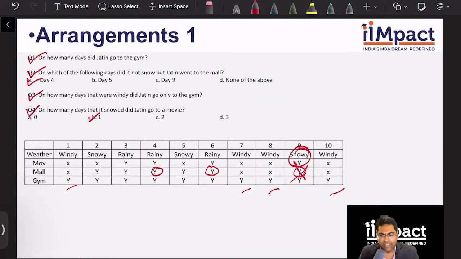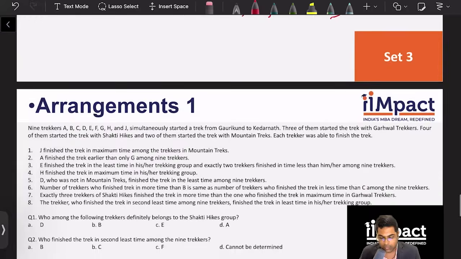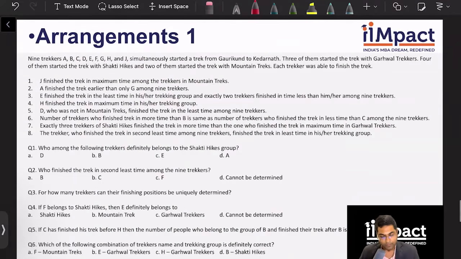Right? Very simple, straightforward, complete set. No indirect questions, no indirect clues really. I believe this was the easiest set. There is no argument about that. All right, let's move to our last set of the test.